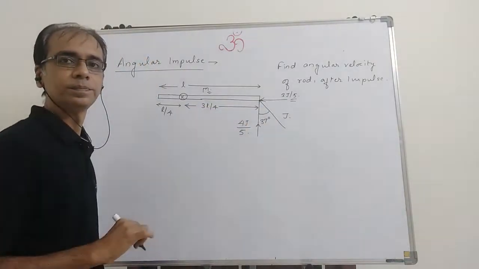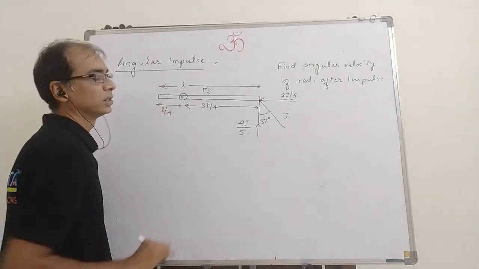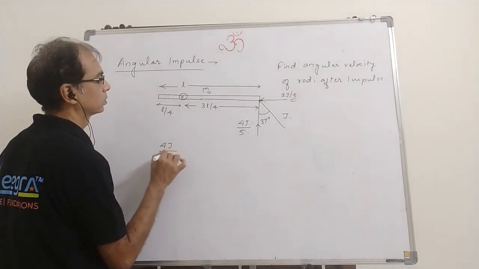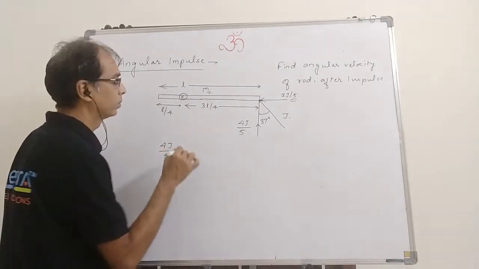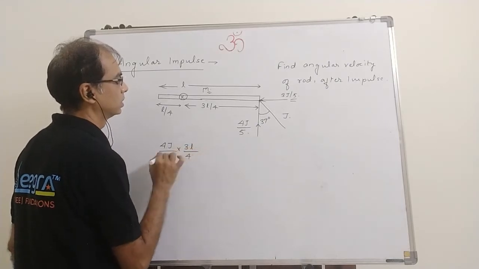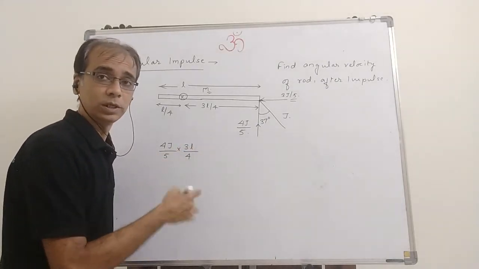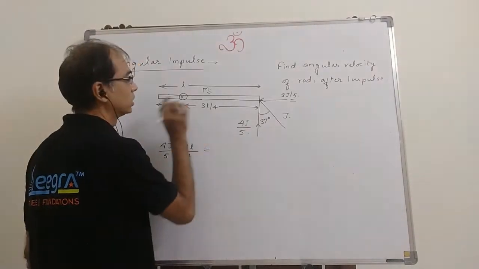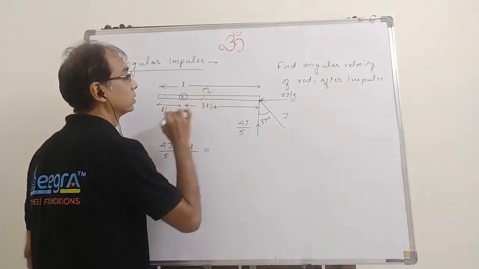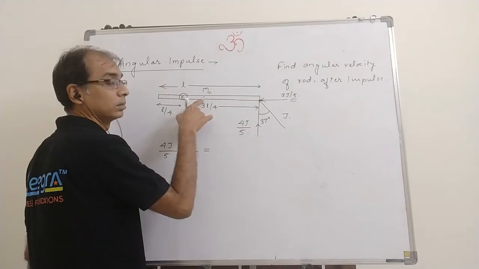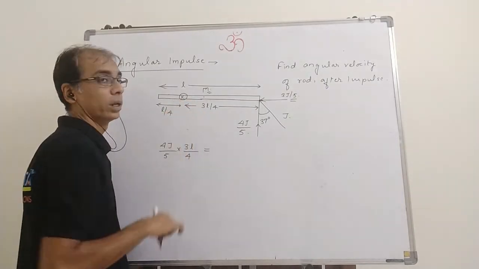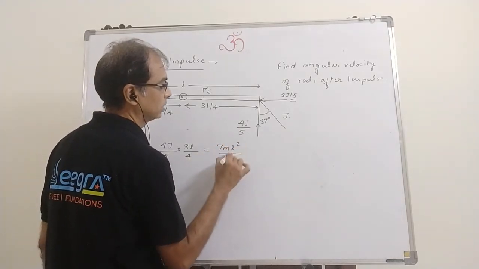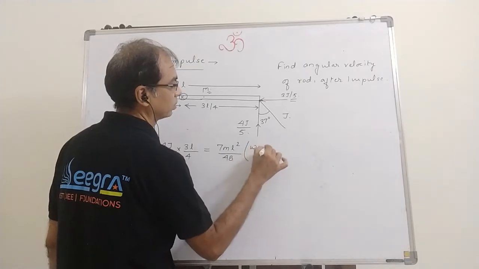So what will we write here? Impulse into perpendicular distance from the axis of rotation. So 4J by 5 into 3L by 4, which is J into L, actually the angular impulse, equal to I omega. Now what is I about this point? If you remember, yesterday we calculated this: L square by 12 plus M into L by 4 whole square, which became 7ML square by 48. This is I, times omega final minus omega initial.